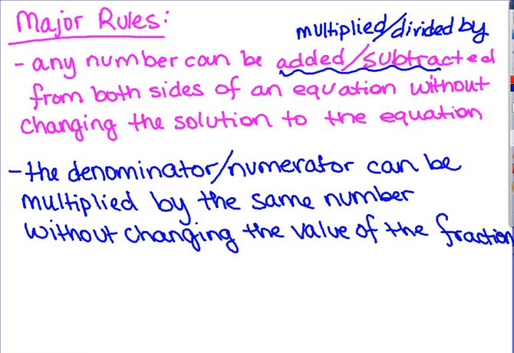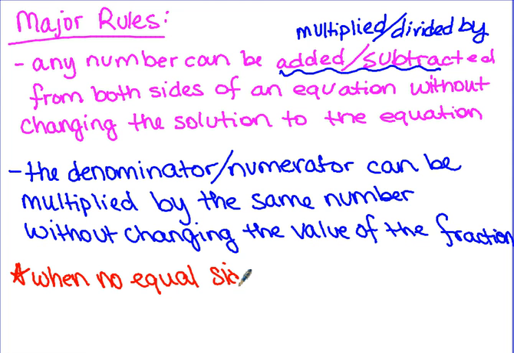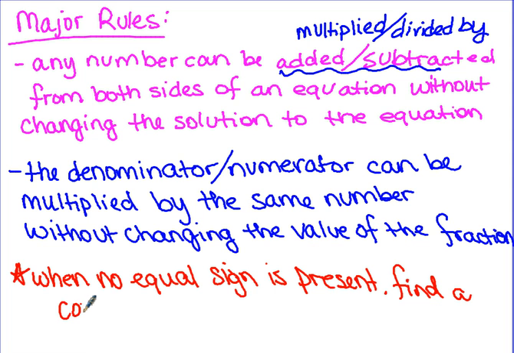We have solved equations where we have eliminated the denominator by multiplying through by a common denominator. However, if it's not an equation, if there's no equal sign, all we can do is find common denominators. So when there is no equal sign present, find a common denominator.